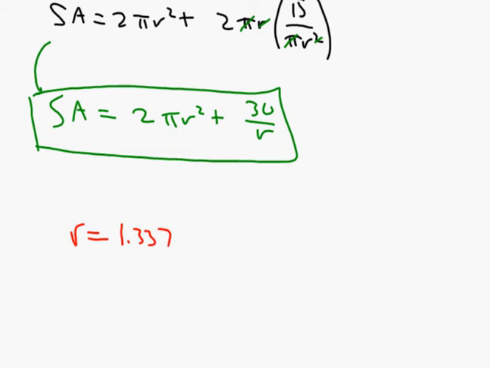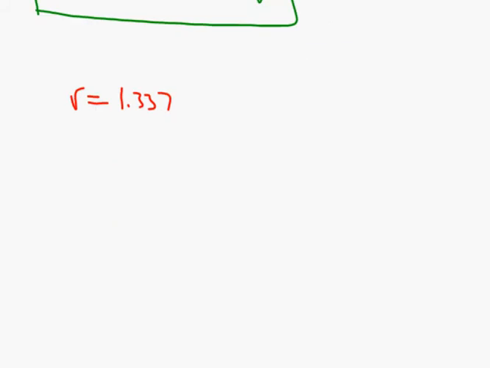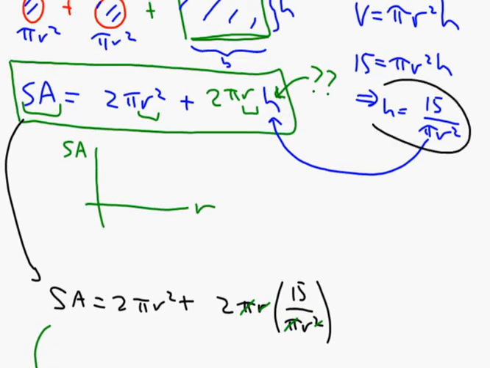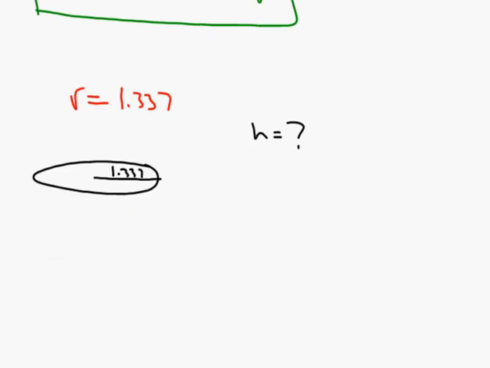Okay, let's just go back to this cylinder for a minute and see what this ends up looking like. So we know our radius is 1.337. And let's just take a minute and think about the height. Well, what would the height have to be? Well, think about it. We had a formula over here. We knew that the height was equal to 15 divided by pi times the radius squared. So we know that the height is 15 over pi times 1.337 squared. So we've got to figure out what that turns out to be.